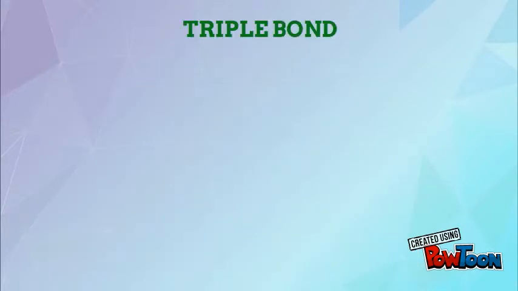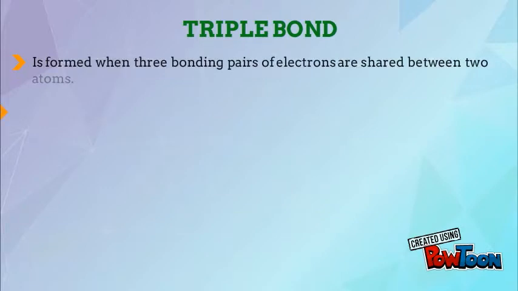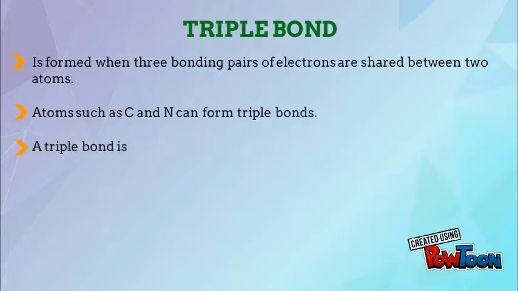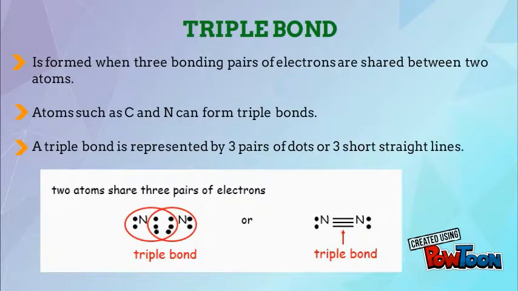A triple bond is formed when three bonding pairs of electrons are shared between two atoms. Atoms such as C and N can form triple bonds. A triple bond is represented by three pairs of dots or three short straight lines.